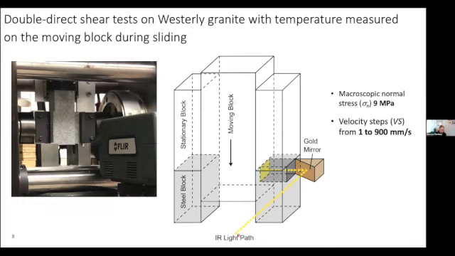And using that high-speed IR camera, we use a mirror to bend the light path and image our moving block directly after it comes out of contact with the stationary block. So we can't image it when our two blocks are together, but the moment that moving block emerges from contact with the stationary block at the bottom of the block, we can image the sliding surface and try to measure surface temperature. In all of our experiments, we used a macroscopic normal stress of about 9 megapascals. And then we did velocity steps from 1 millimeter per second up to 900 millimeters per second.